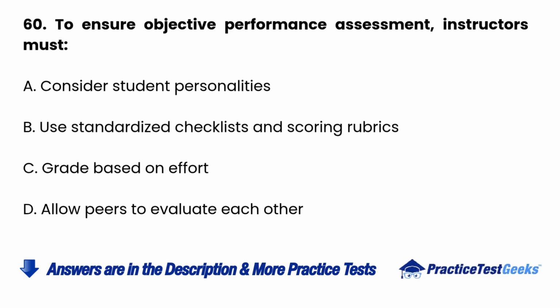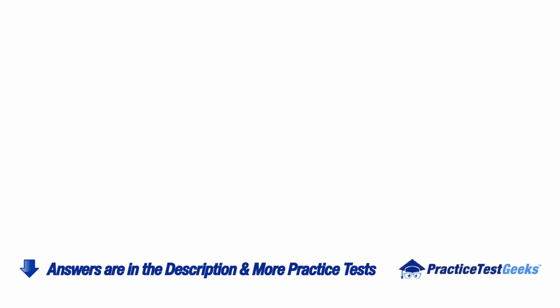60. To ensure objective performance assessment, instructors must: A. Consider student personalities. B. Use standardized checklists and scoring rubrics. C. Grade based on effort. D. Allow peers to evaluate each other.